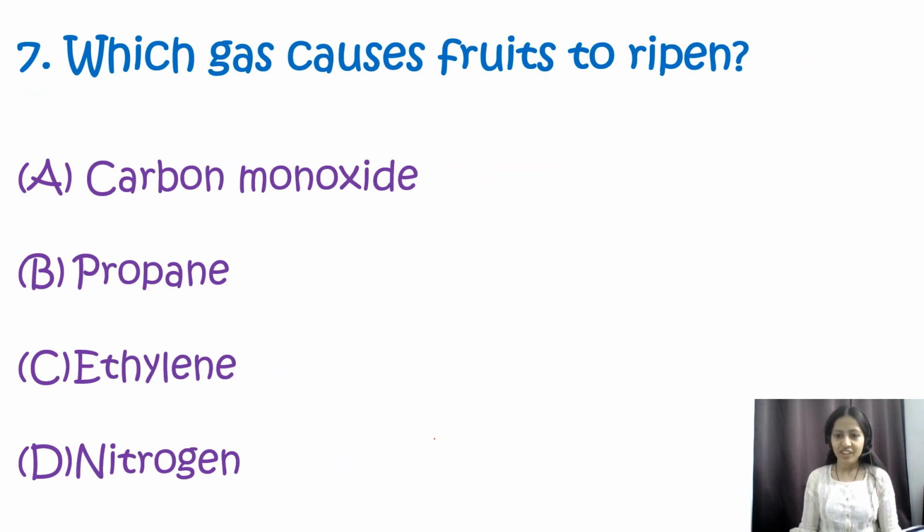Next, question number 7. Which gas causes fruits to ripen? Options are carbon monoxide, propane, ethylene or nitrogen. So over here my correct answer will be the gas that causes fruits to ripen. It's ethylene gas. Correct option is option number C. Ethylene is a plant hormone that occurs naturally in fruit, and it is involved in the regulation of various physiological processes like the ripening process. So over here my correct option is C.